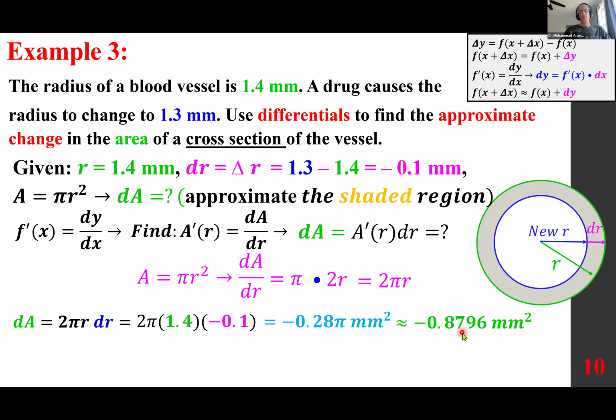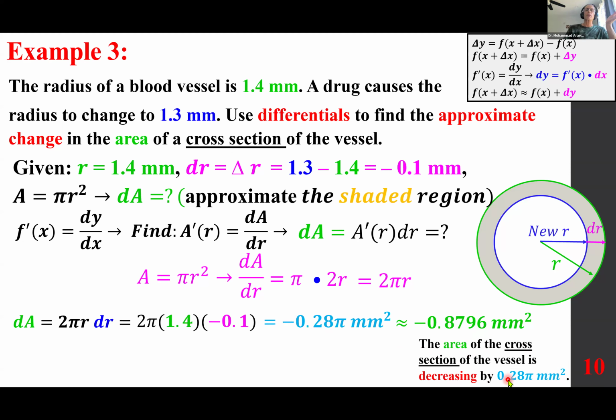they ask you. What does it mean? The area of the cross section of the vessel is decreasing. Why is it decreasing? Because this is negative. By this much, 0.28 pi millimeters squared. Again, when we mention decreasing, we just don't write the sign. Increasing means positive, decreasing means negative.